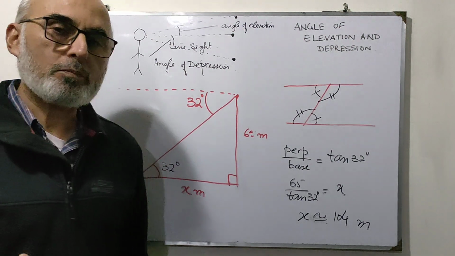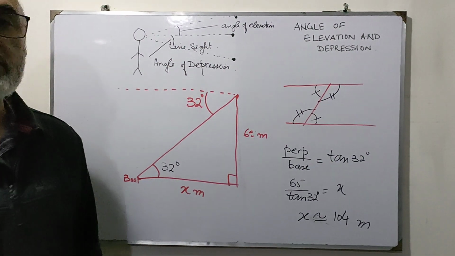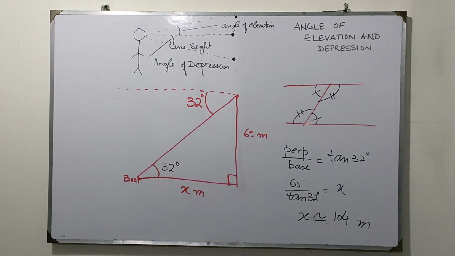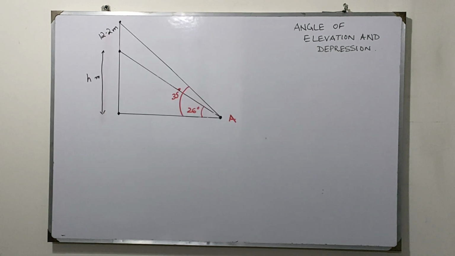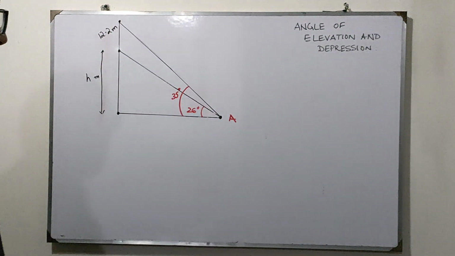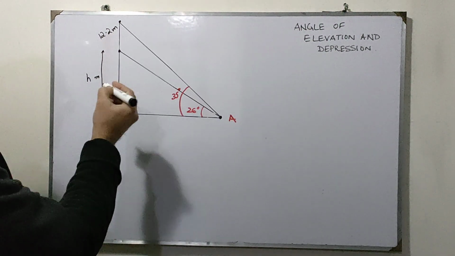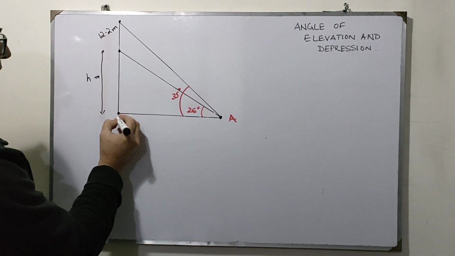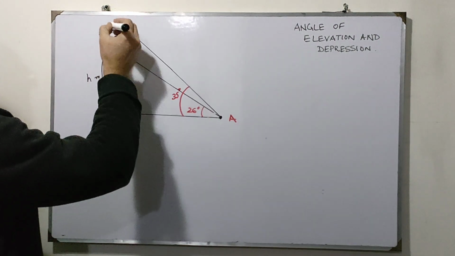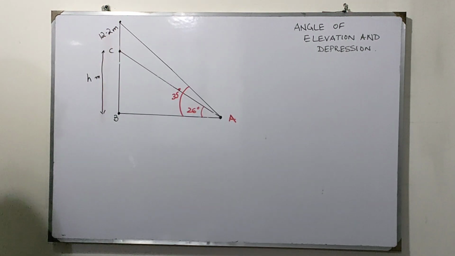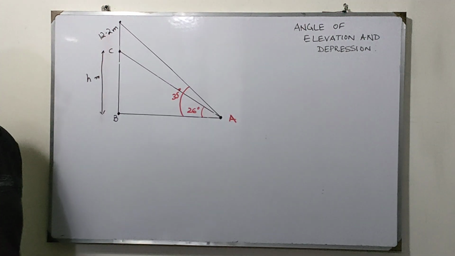Now let's take one more example to understand the elevation and the depression angles. Okay, I've taken this example from the book. Now this thing here is a building. Let's say this is point B and this is point C. B to C is a building, and the height of the building is h meters.